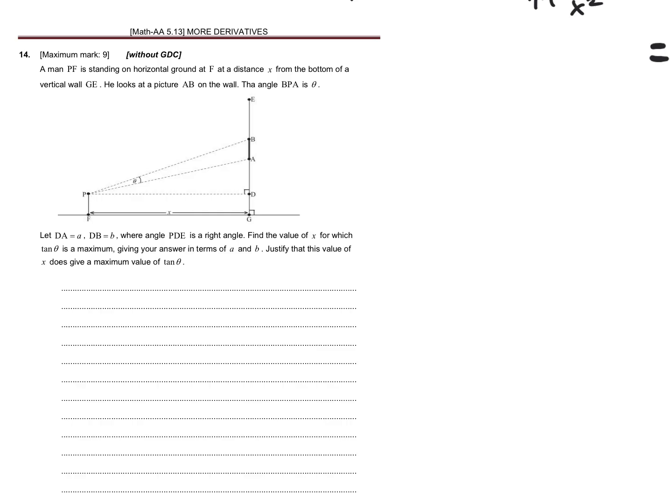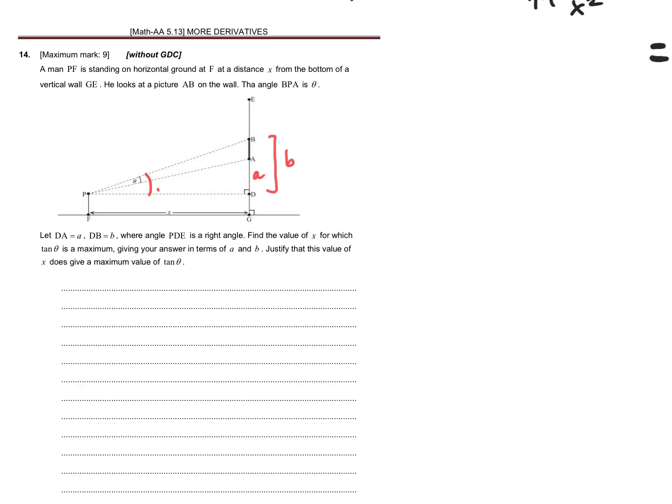DA is a. D to B is b. And angle PDE is a right angle. Find the value of x for which tangent theta is a maximum. Give your answer in terms of a and b, and justify that this value of x does give a max. Okay, so we are going to have, similar to last time, so let's call that alpha.